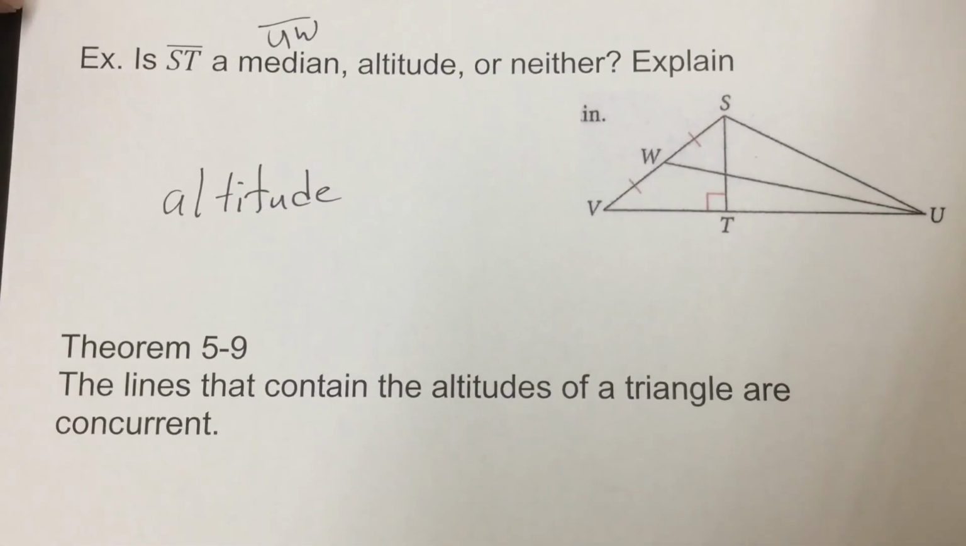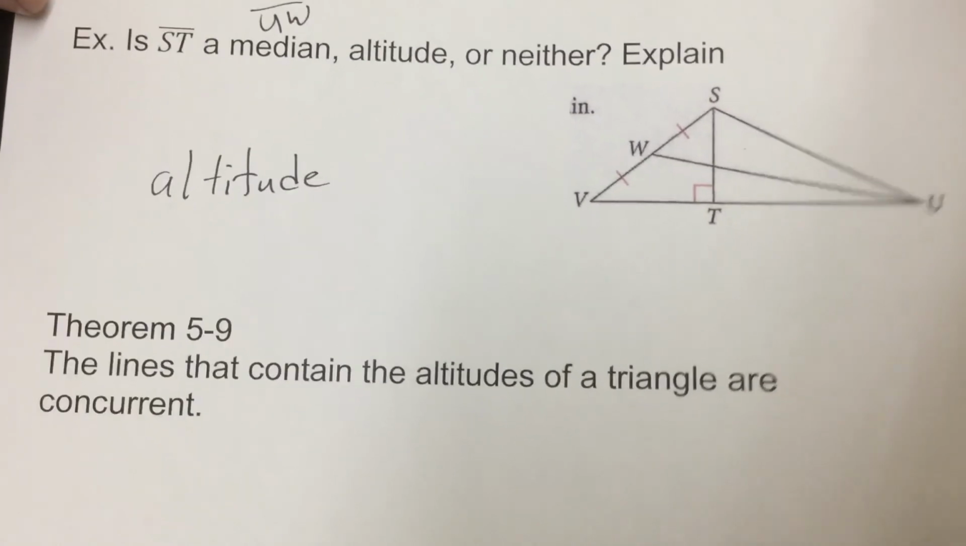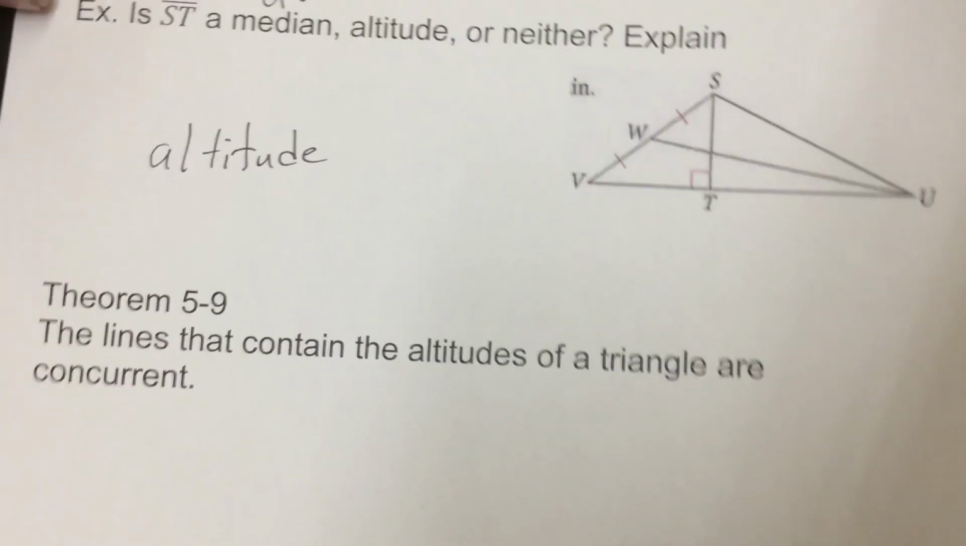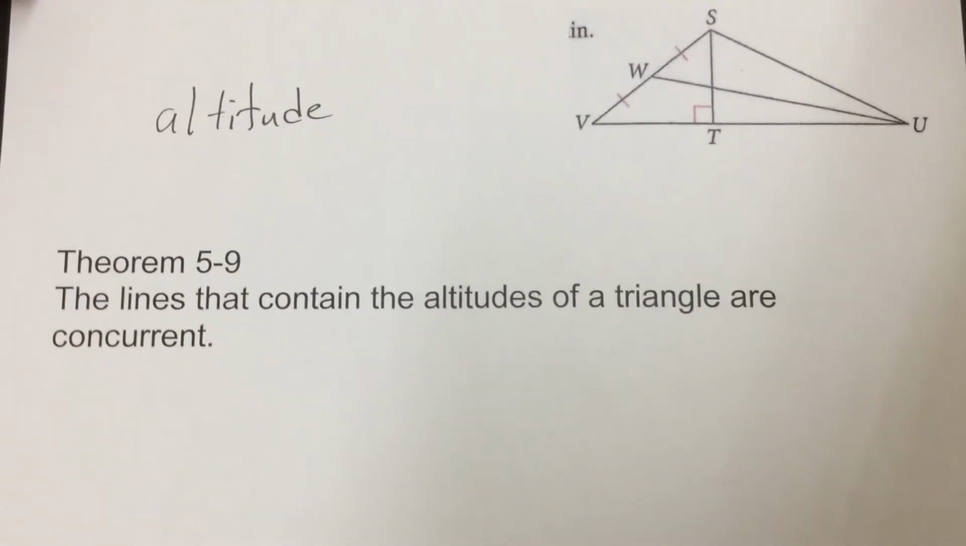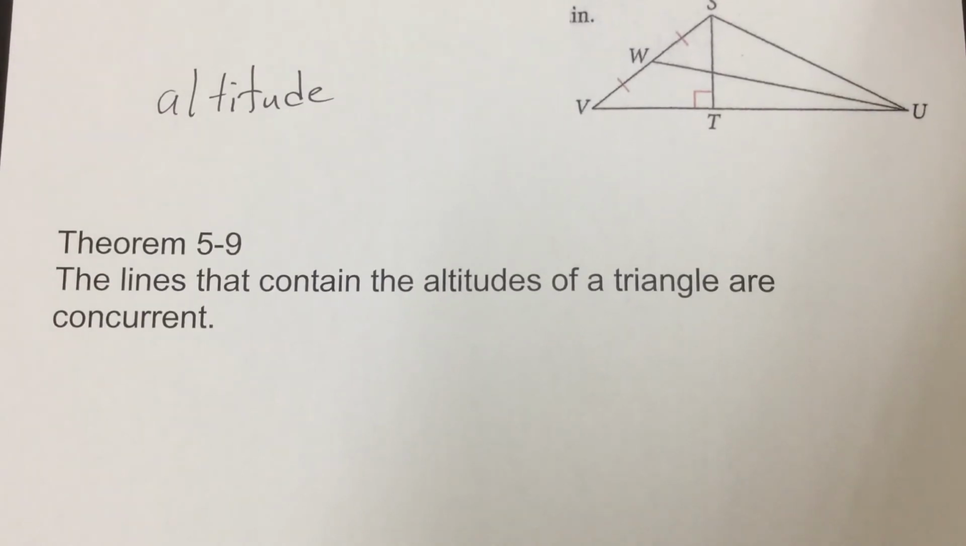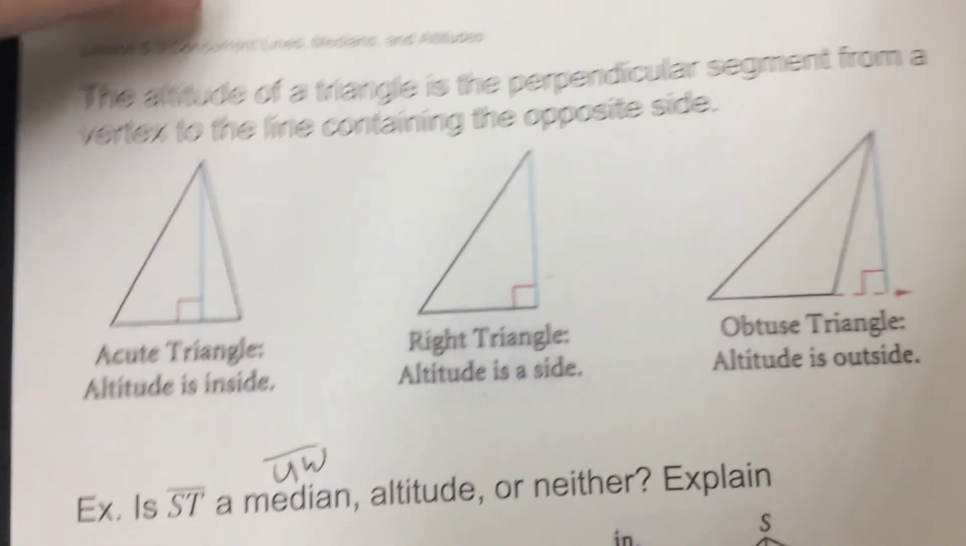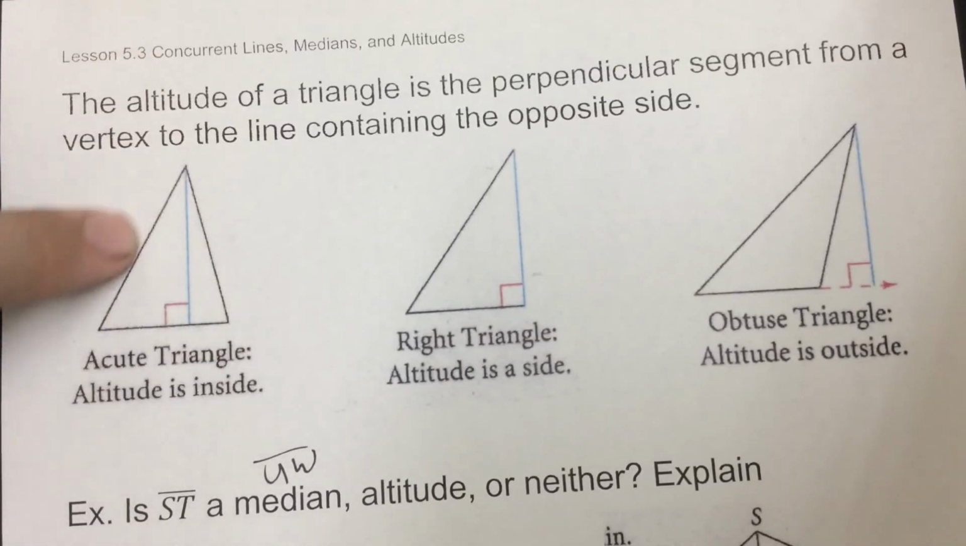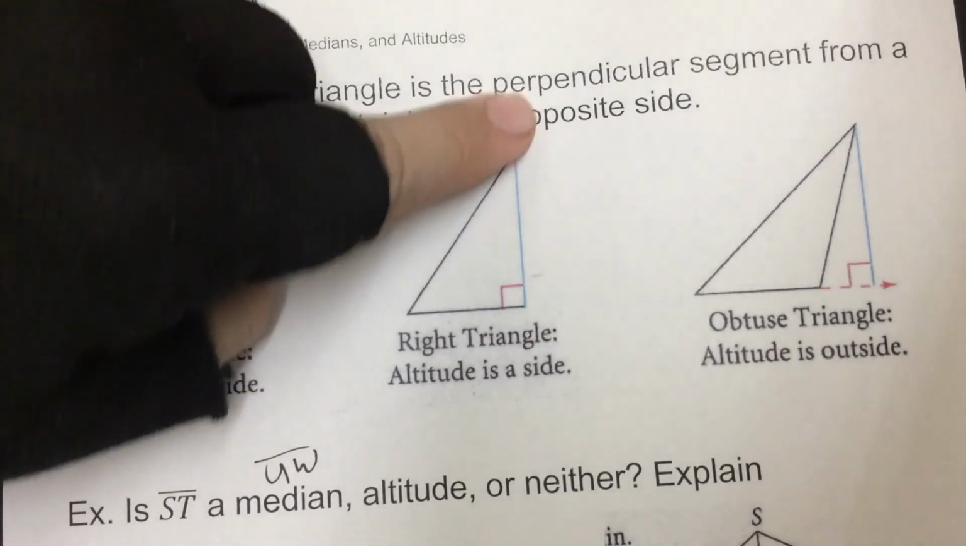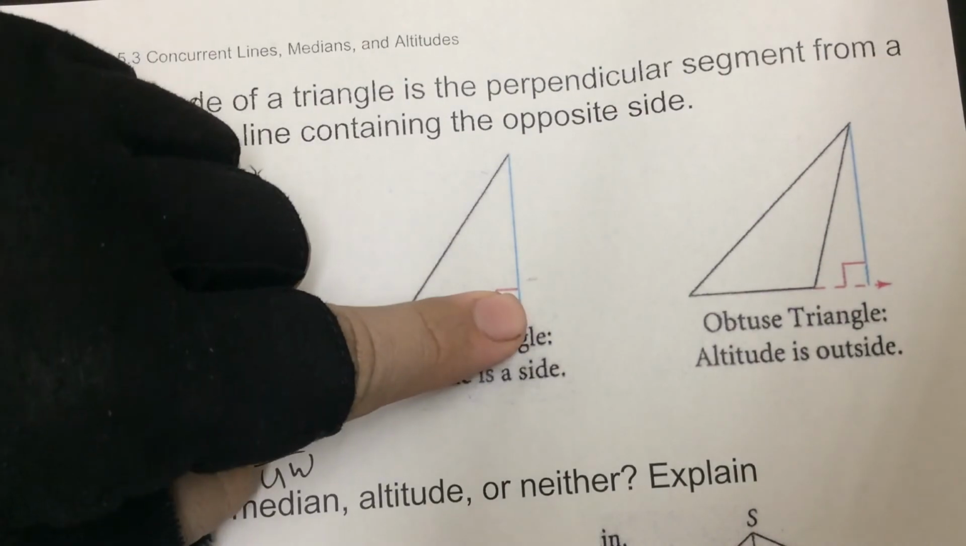And lastly, Theorem 5.9: lines that contain the altitudes of a triangle are going to be concurrent. So you might be going, well, how do we know it's concurrent? Well, let's do one. So altitude for an acute, well, okay, they can all be in the middle here, so that makes sense. Well, if they're both the sides, well, then they have to meet right there.